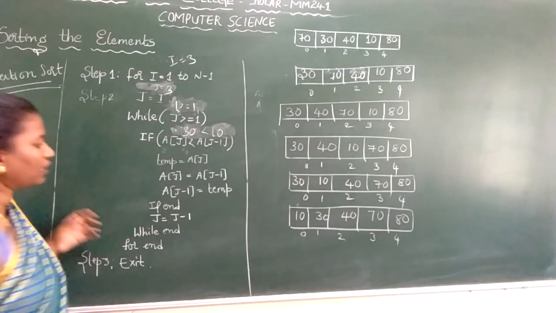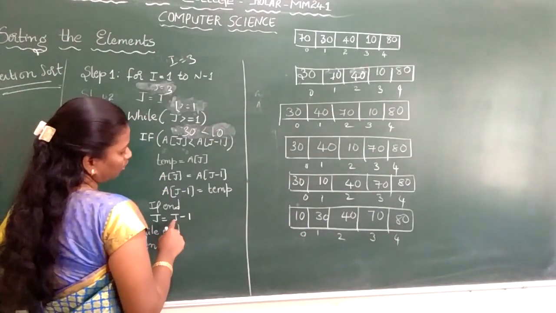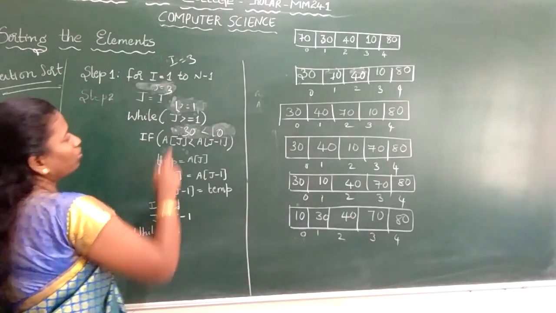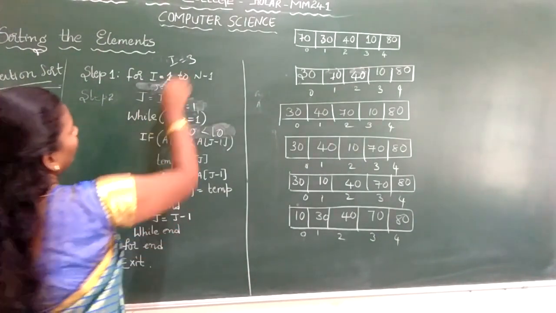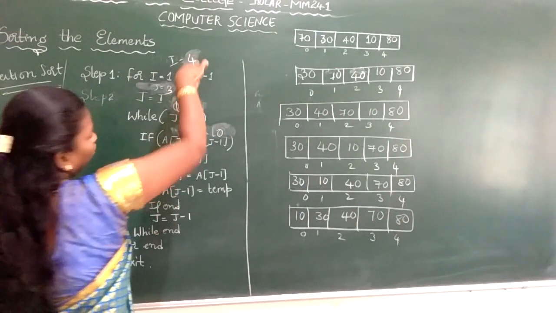No, the condition fails. Now J value was 1. 1 minus 1 is 0. So here, is 0 greater than or equal to 1? No, the condition fails. Again I'll increment my I value to 4.